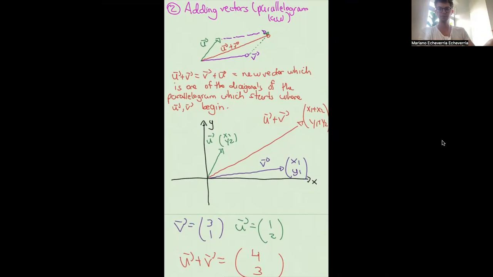Okay. But as long as you're careful about that, the addition is no more complicated than the regular addition of numbers. It's just that now you have to do it more times because the vectors have more entries, right? Is that okay so far? Questions about this?